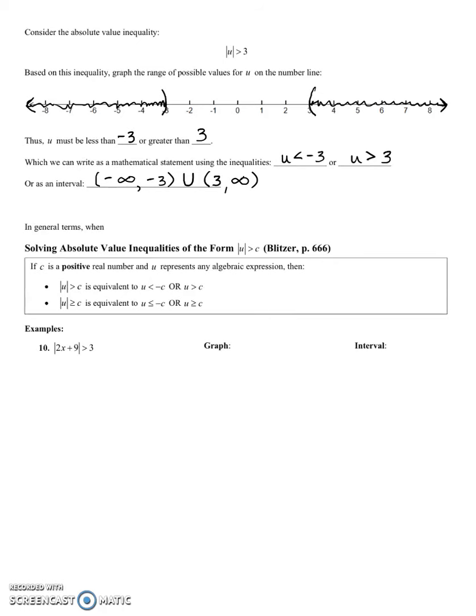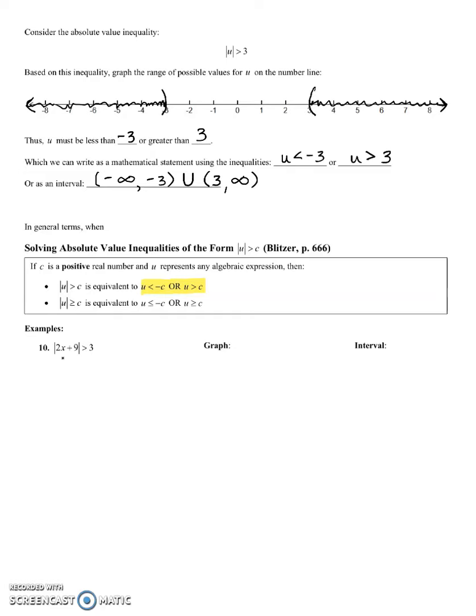So, in general terms, if we have an inequality of the form |u| is greater than c, where c is a positive number and u is an algebraic expression, the absolute value of u greater than c is equivalent to u is less than -c or greater than +c. And if we change the inequality symbol to a greater than or equal to, we just change to u less than or equal to -c or greater than or equal to +c. So let's do an example.